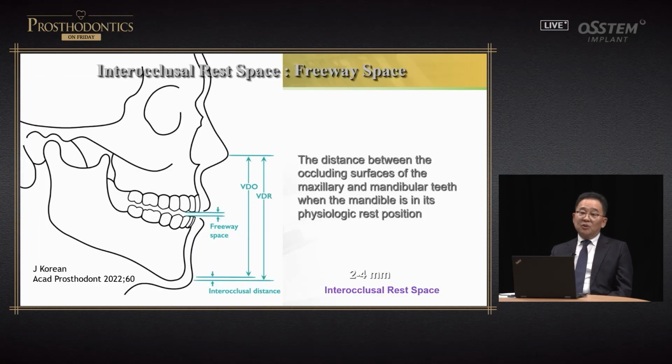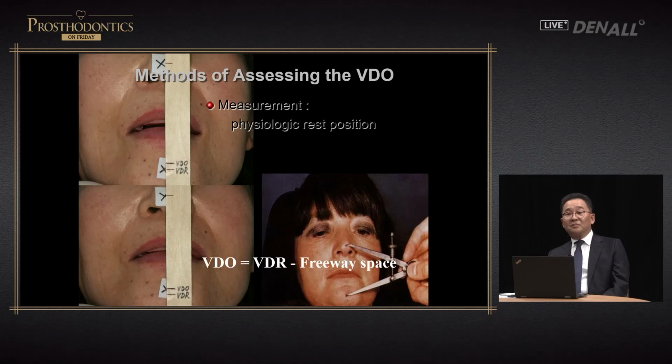I'm sure you are all aware of freeway space when the patient is clenching and is at rest. As I'm giving my lecture, as I speak, the upper and lower teeth do not come in contact. The freeway space is known to be 2 to 4 millimeters on average. Finding the right freeway space, I think this is one of inaccurate methods.